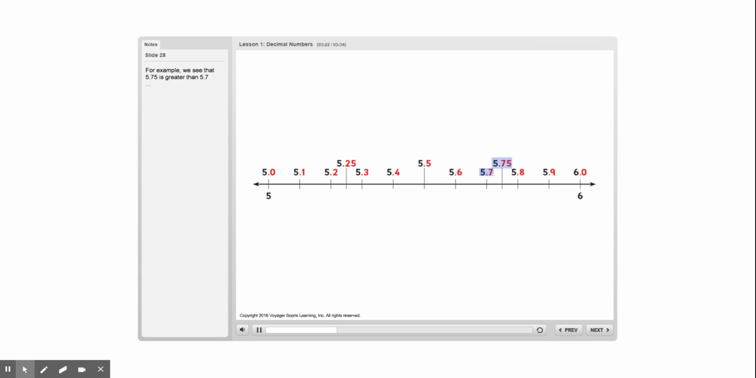For example, we see that 5 and 75 hundredths is greater than 5 and 7/10. And 5 and 25 hundredths is less than 5 and 3/10.